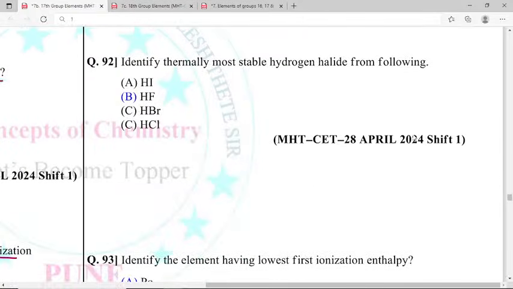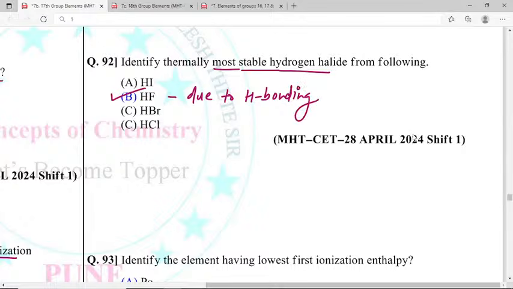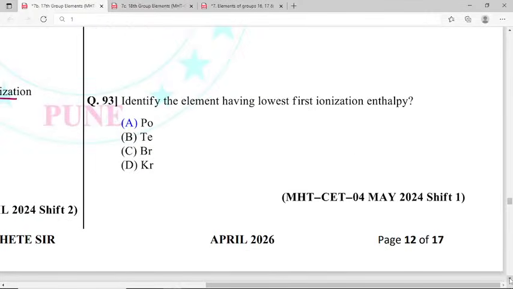Identify the thermally most stable hydrogen halide. Thermally most stable is HF due to hydrogen bonding. HF is actually a liquid. Remaining are gases. HF is liquid, remaining are gases, due to hydrogen bonding.